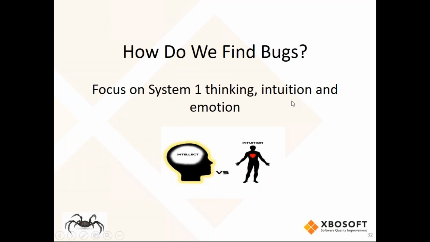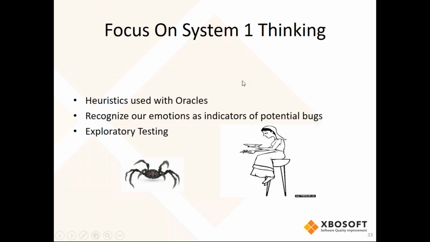We need to use our intuition and our emotion. And I think one way we can do that is using heuristics with oracles, maybe a certain type of user. When you get into data analytics, you learn more about your personas. Sometimes those users could potentially be oracles. Recognize our emotions as indicators of potential bugs. If you're getting frustrated and tapping on the desk when the page isn't advancing, you may have a performance issue there that needs to be reported.